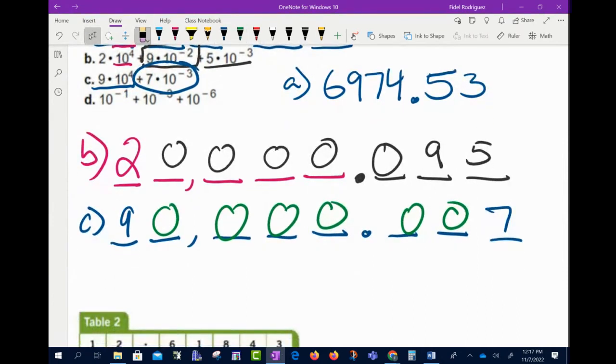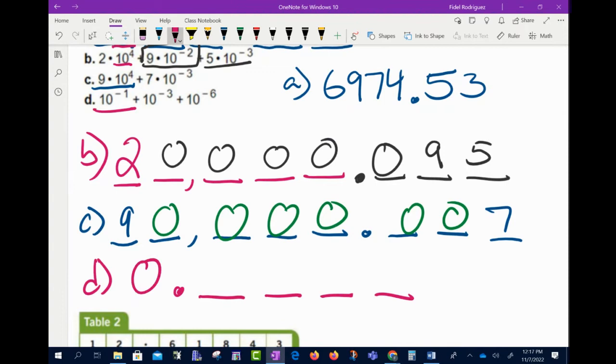Okay, and then I'm going to do the same thing for part D. So if I was teaching 4th grade, now I'd say, okay, look, let's see what we have. We have 10 to the -1, 10 to the -3, 10 to the -6. Since I'm starting with 10 to the -1, I'm going to put a point here. I'm going to go 1, 2, 3. I don't know how many I'm going to need. We can put a 0 here in front of it because we know that there's no other numbers in front of that. So we know that that's going to be a 0.